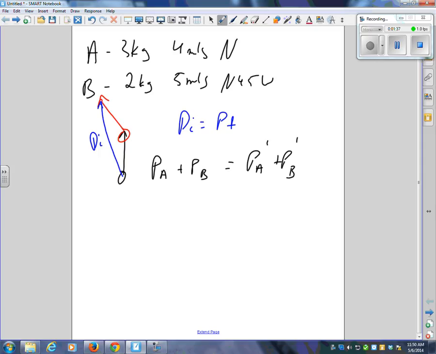So then break that down even more. The x components and the y components must be equal to each other. So in other words, let's talk about just x. PAX plus PBX has to be equal to PAX prime plus PBX prime. Is that good, Liam? Okay, so let's deal with our x's first. PAX is 0, because A is going straight north.